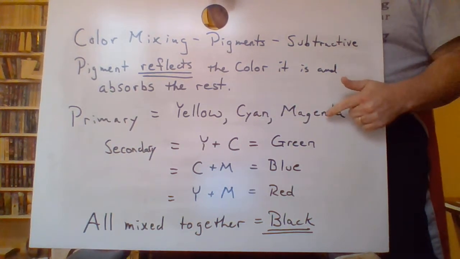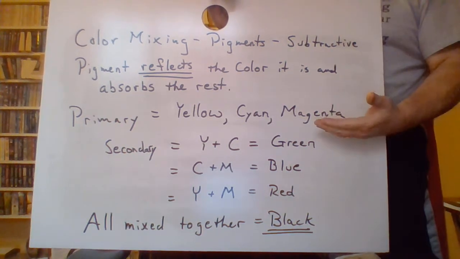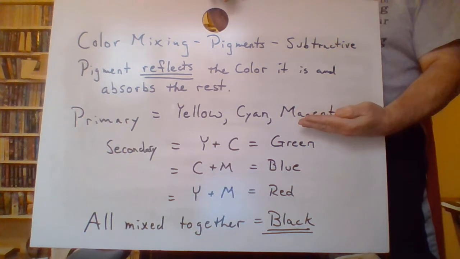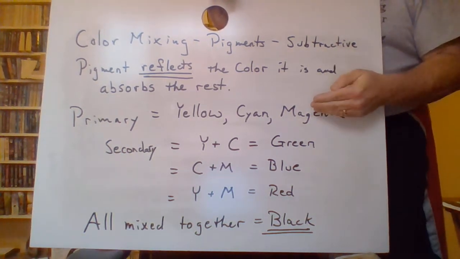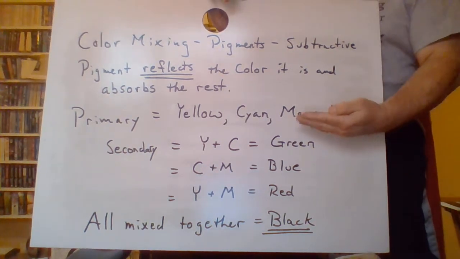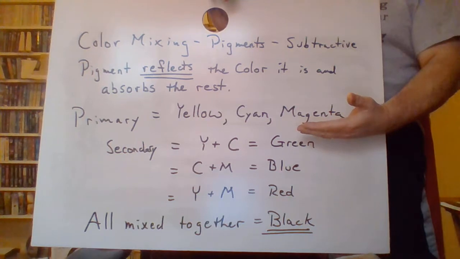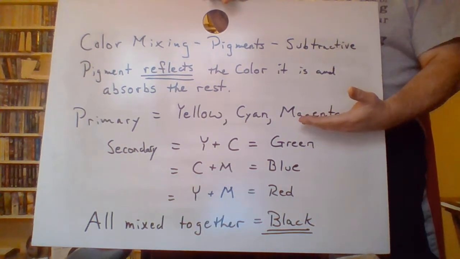Same thing with magenta. Magenta would reflect red light. Magenta would reflect blue light. If both of them are getting equally reflected, we see the true magenta. If blue light is hitting a magenta object, we see blue. If red light is hitting the magenta object, we see red. If green light hits a magenta object, it's black. The magenta is absorbing that.